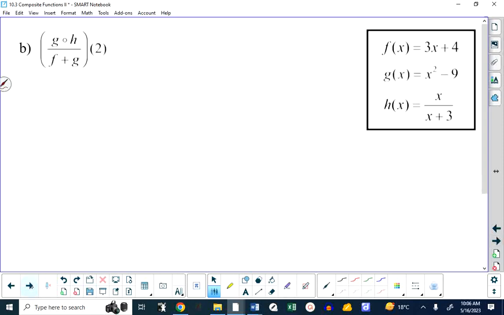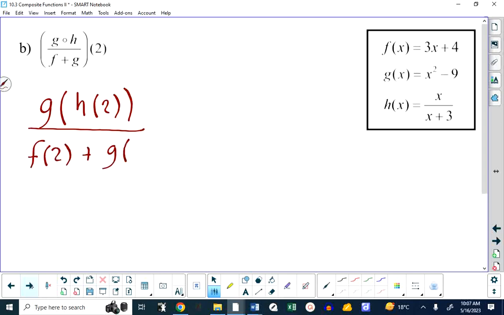G of h of 2 over f of 2 plus g of 2. What does that mean? It means g of h of 2 over f of 2 plus g of 2. This is not a difficult question. There's just more pieces to it.